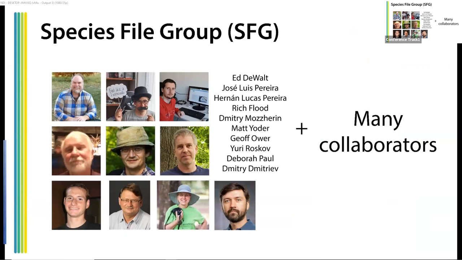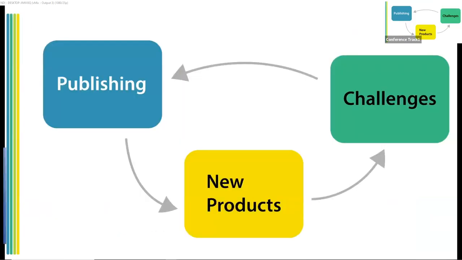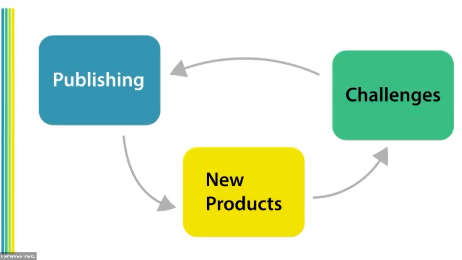So today I'd like to talk about three things: publishing in general, publishing biodiversity informatics products. I'd like to highlight and introduce a couple of new products that are coming out of the species file group. And in doing so, I'll look at the relationships of those two concepts and also highlight some of the challenges that come up when we publish things onto the web.